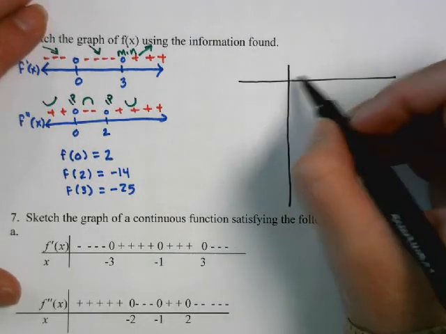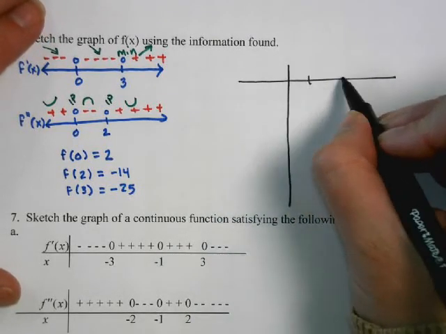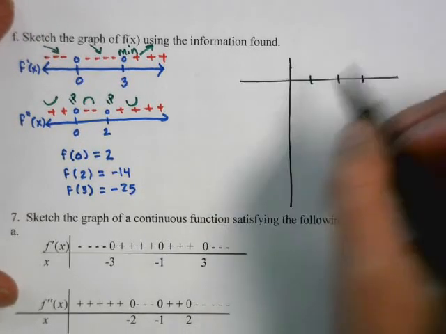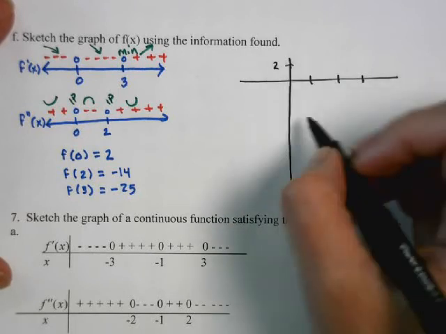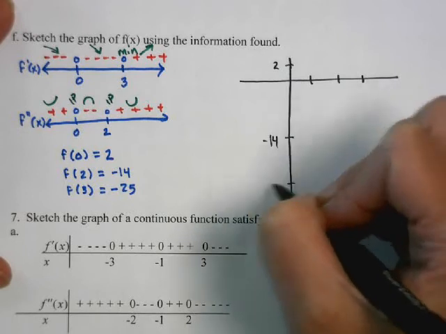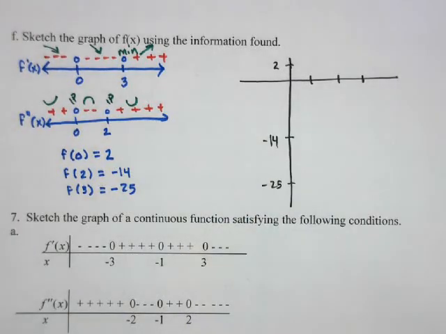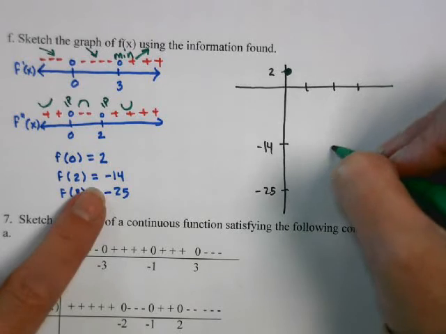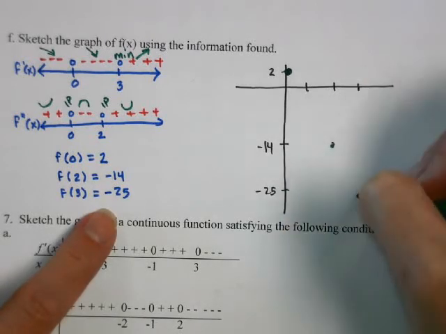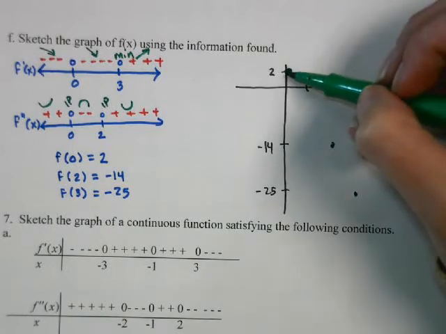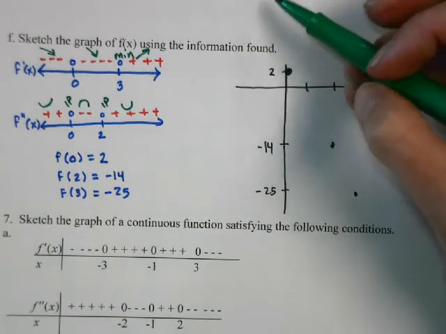Okay, and we care about 0, 2, and 3. So I'm going to call that 2. We'll just pretend that's negative 14 and negative 25. You can get more accurate if you want to. So my 3 known points: f of 0 is 2, f of 2 is negative 14, and f of 3 is negative 25. So my graph at 2 is decreasing but concave up.